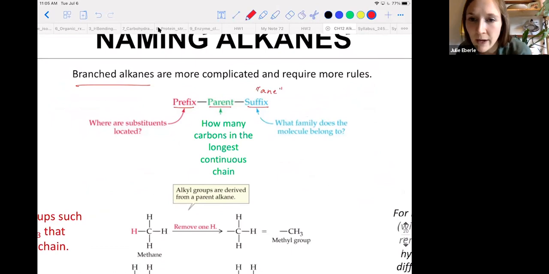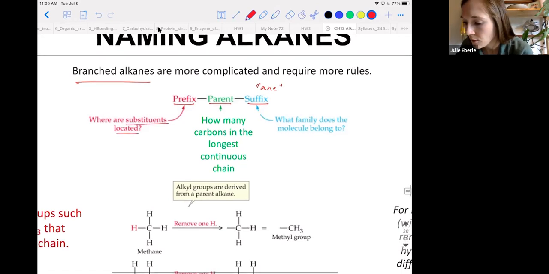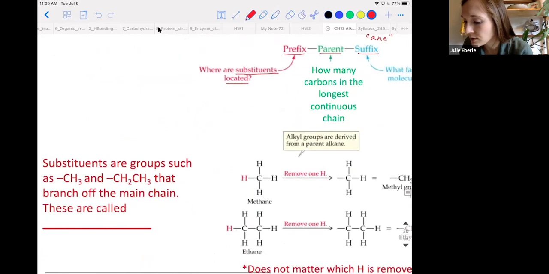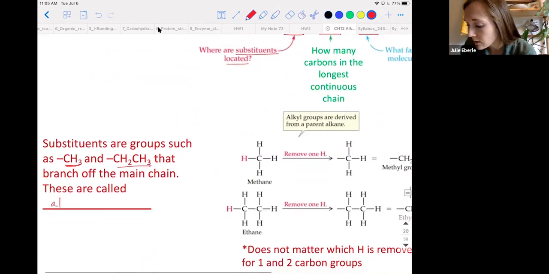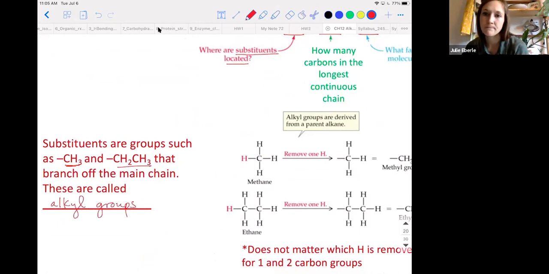So what do the prefix and the parent part of the name tell us? Okay, the prefix portion is going to include numbers and commas and dashes. These are all telling us where the substituents are located. What the heck is a substituent? Well, substituents are groups such as a CH3 group or a CH2 CH3 group that could be branched off of the main chain, okay? These are called alkyl groups, okay? Alkyl groups.